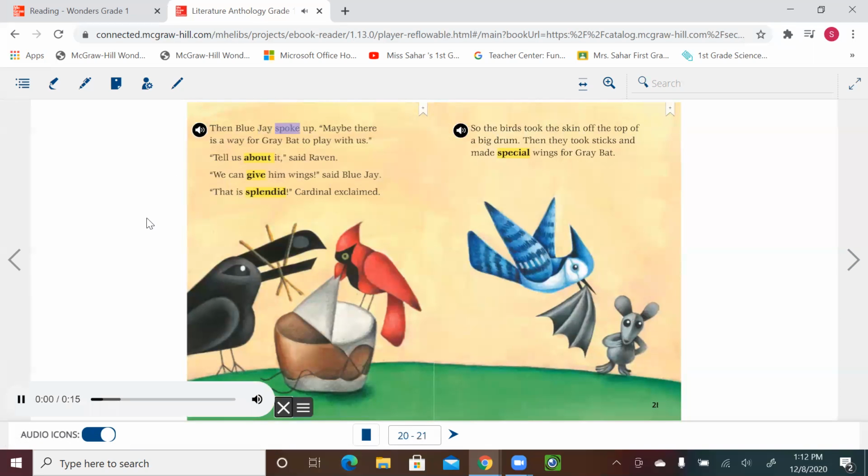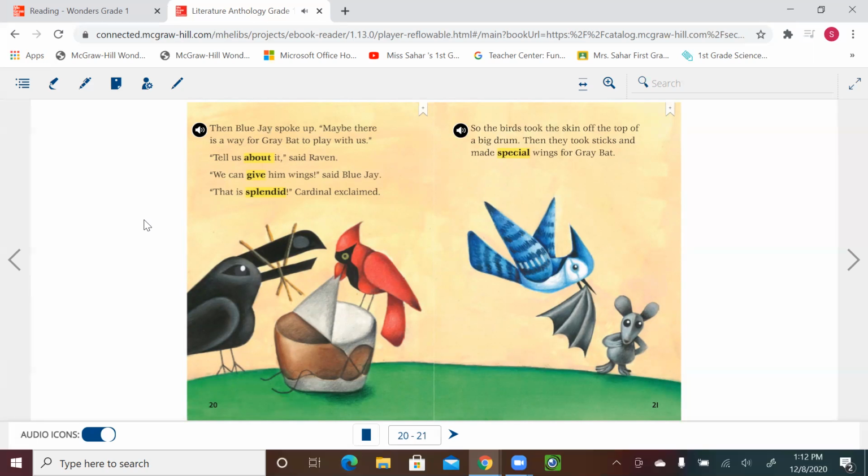Then Blue Jay spoke up. "Maybe there is a way for Gray Bat to play with us." "Tell us about it," said Raven. "We can give him wings," said Blue Jay. "That is splendid," Cardinal exclaimed.